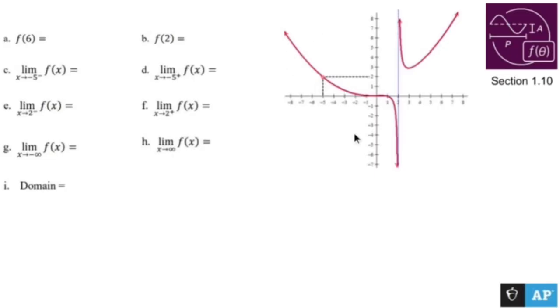Look at this wonderful graph. Look at this graph. Isn't it neat? It's asking you a lot of questions about this graph. I see here we have a hole. I see we have an asymptote. So let's just get right into it.